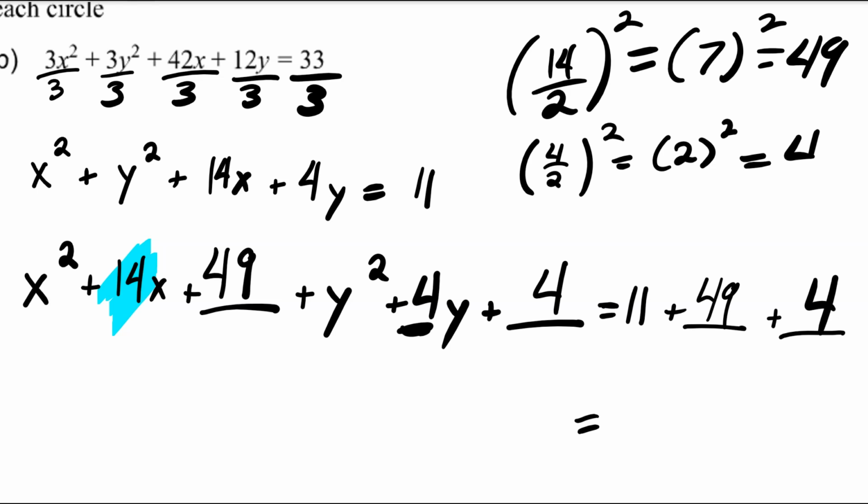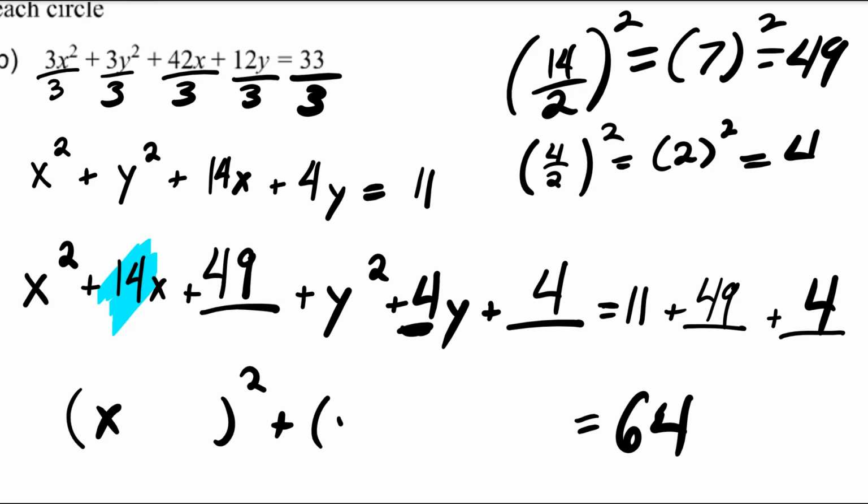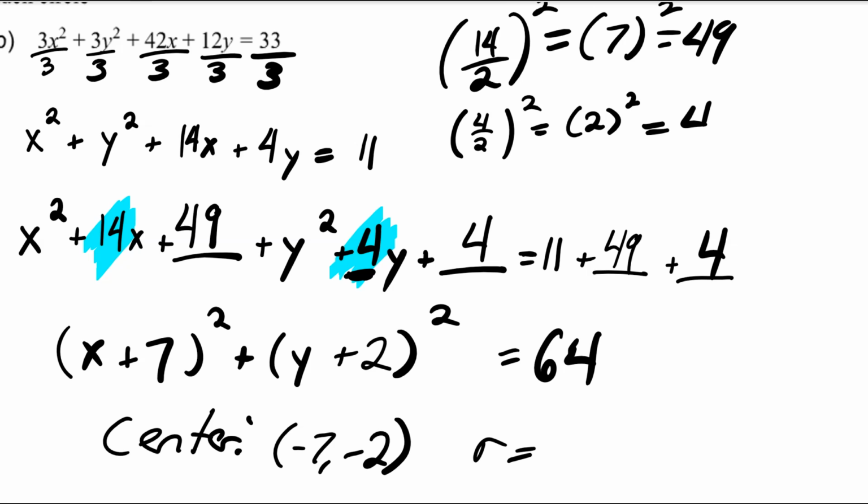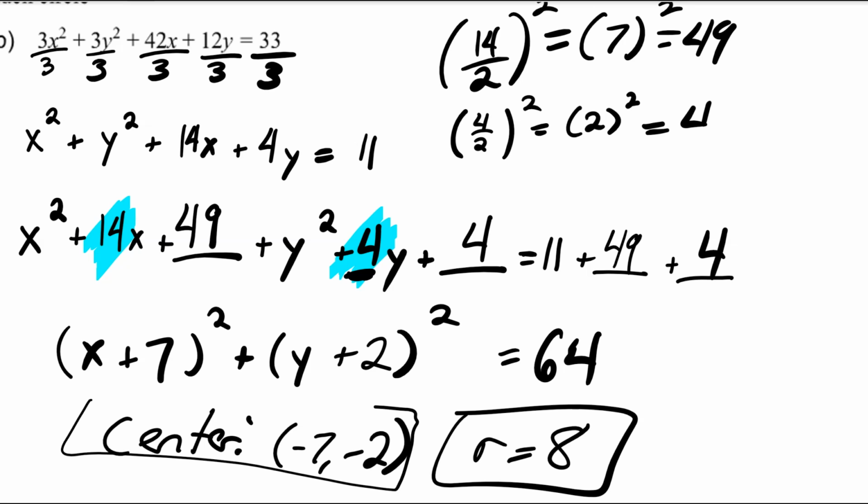Now when I add 11 plus 49 plus 4, I believe that's 64. And again, if you want to jump straight to, okay, now that's going to be x and something squared, y and something squared, I could just look at my b terms and say half of positive 14 is positive 7, and half of positive 4 is positive 2. That's okay as well. And we can gather that our center point is -7, -2, and our radius from that is 8. It's not always going to be a perfect square. Sometimes we'll have to simplify, but in these cases it happened to be the case.